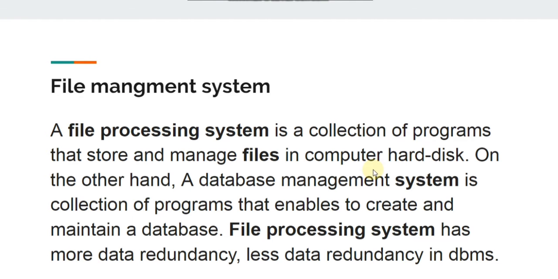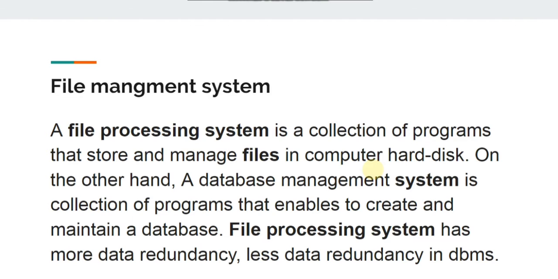So let's first explain the file management system. A file processing system is a collection of programs that store and manage files in computer hard disks, such as a video file, audio file, or a picture file. On the other hand, a database management system is a collection of programs that enable you to create and maintain a database. File processing system has more data redundancy, less data redundancy in DBMS.